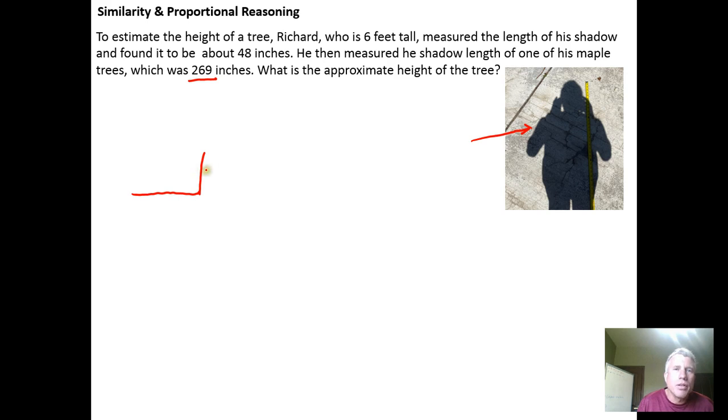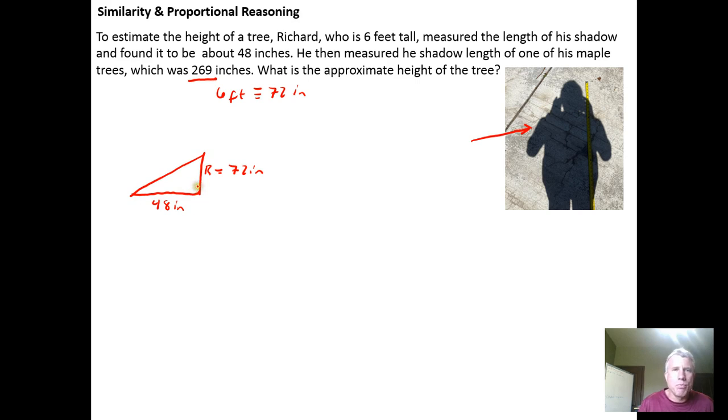So the idea is, if I'm standing in my yard, so here's me, here's Richard, and I cast a shadow, and that shadow has a length of 48 inches. And my height is 6 feet, which is equivalent to 72 inches. So Richard is 72 inches high. I can then construct a triangle from those two measurements, the height measurement and the width measurement.